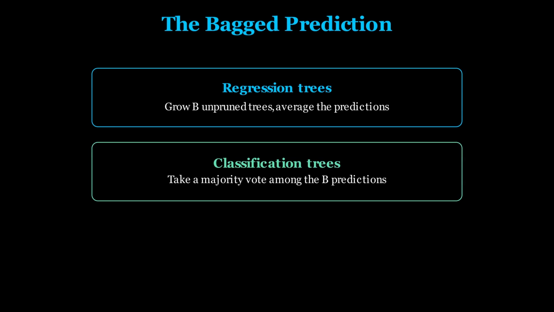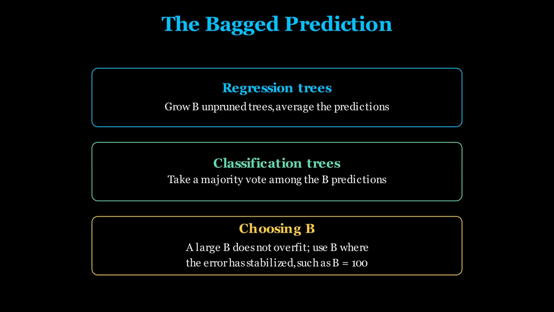Instead of averaging, each test observation's overall prediction is determined by a majority vote, the class that occurs most frequently among the B predictions. A large number of trees will not lead to overfitting. In practice, B is set at a value where the error has stabilized, such as B equals 100. A nice feature of bagging is that we can reliably estimate the test error without cross-validation or a validation set.